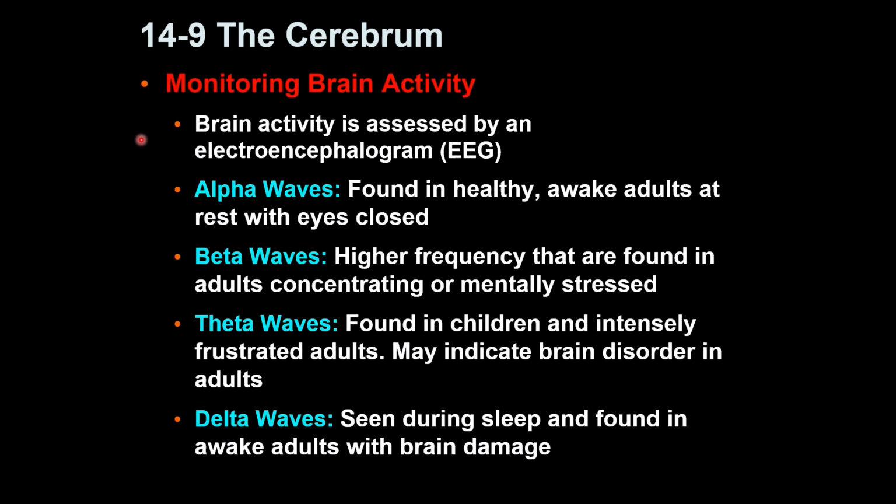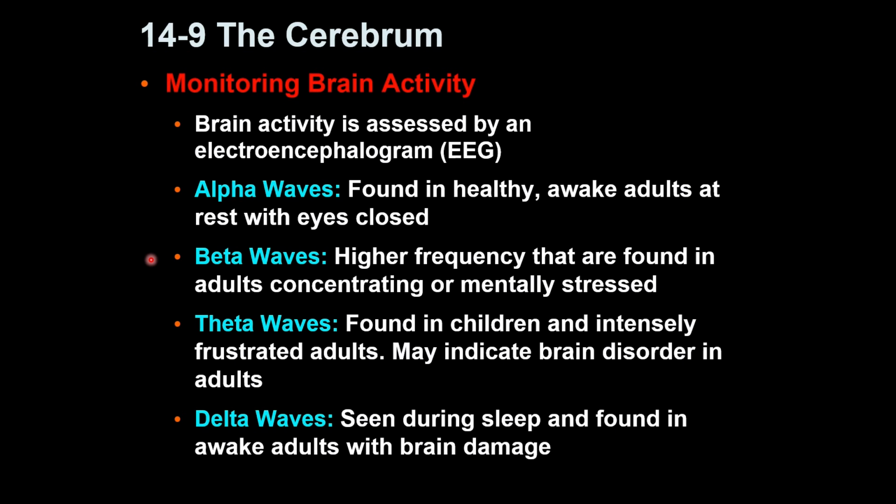So the first one is called alpha waves, and this is what you see in somebody that's healthy and relaxed and the eyes are closed. With the beta waves, the frequency increases, and you see that in a person that is concentrating, for example, reading something or writing something, or is mentally under stress. And theta waves, you see in children because their brain is functioning a little bit faster, or you can see it in somebody that is really frustrated and very under stress.